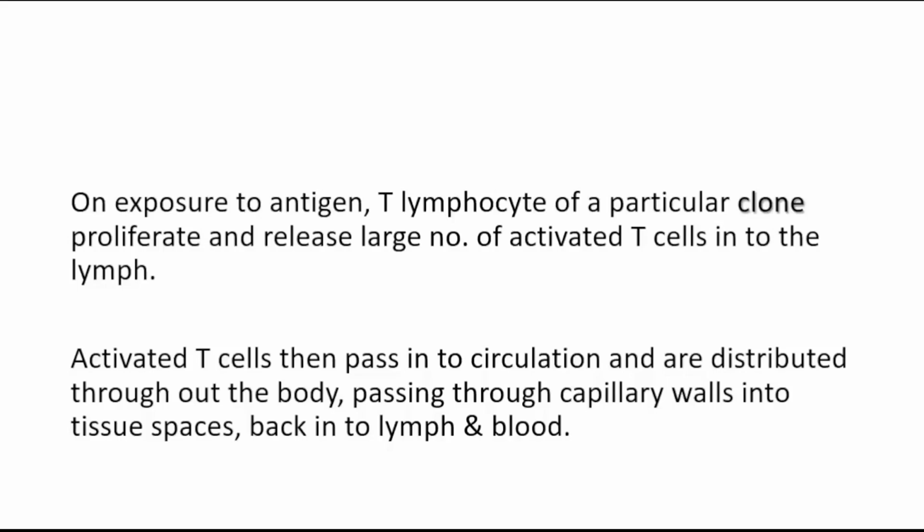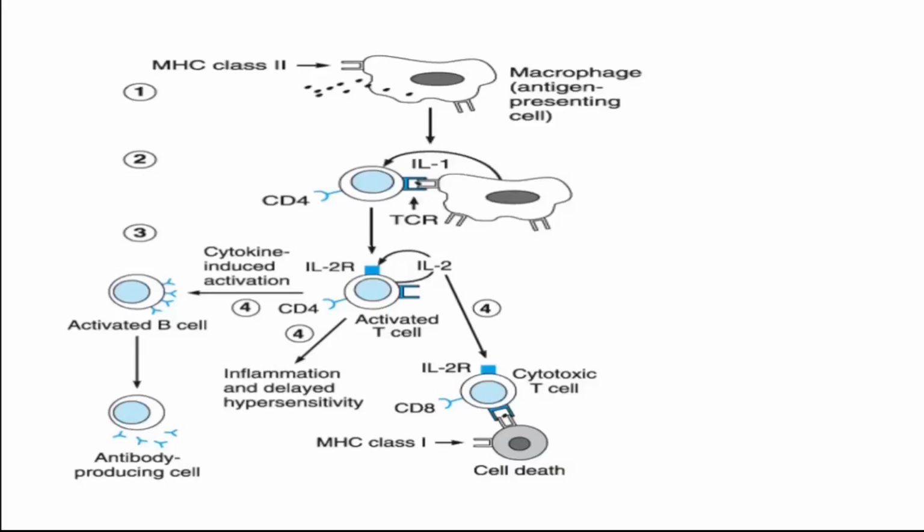Then these activated T cells pass into the circulation, and they are distributed throughout the body, passing through capillary walls into the tissue spaces, back into lymph and blood. So here you can see a diagram where they are showing all the three stages, that is antigen presentation, antigen recognition, activation and attack.